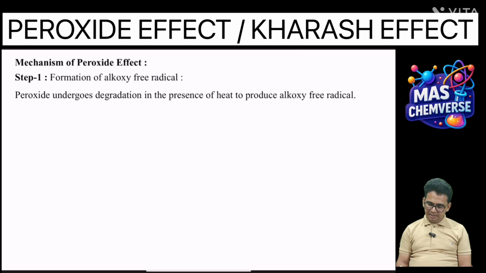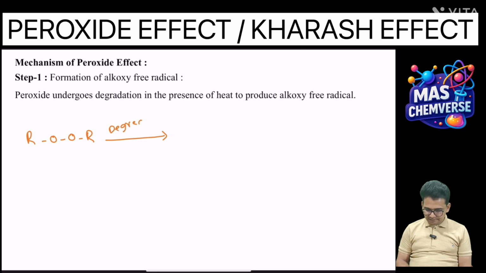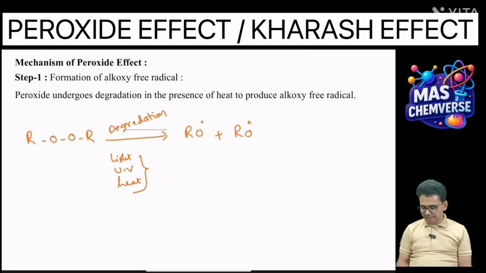Now we will discuss the mechanism, how the peroxide effect happens. First I will write the peroxide structure, ROOR. It undergoes degradation. Degradation is possible in the presence of light, UV, or heat. All these can cause degradation to produce alkoxy free radicals. Two alkoxy free radicals are produced.